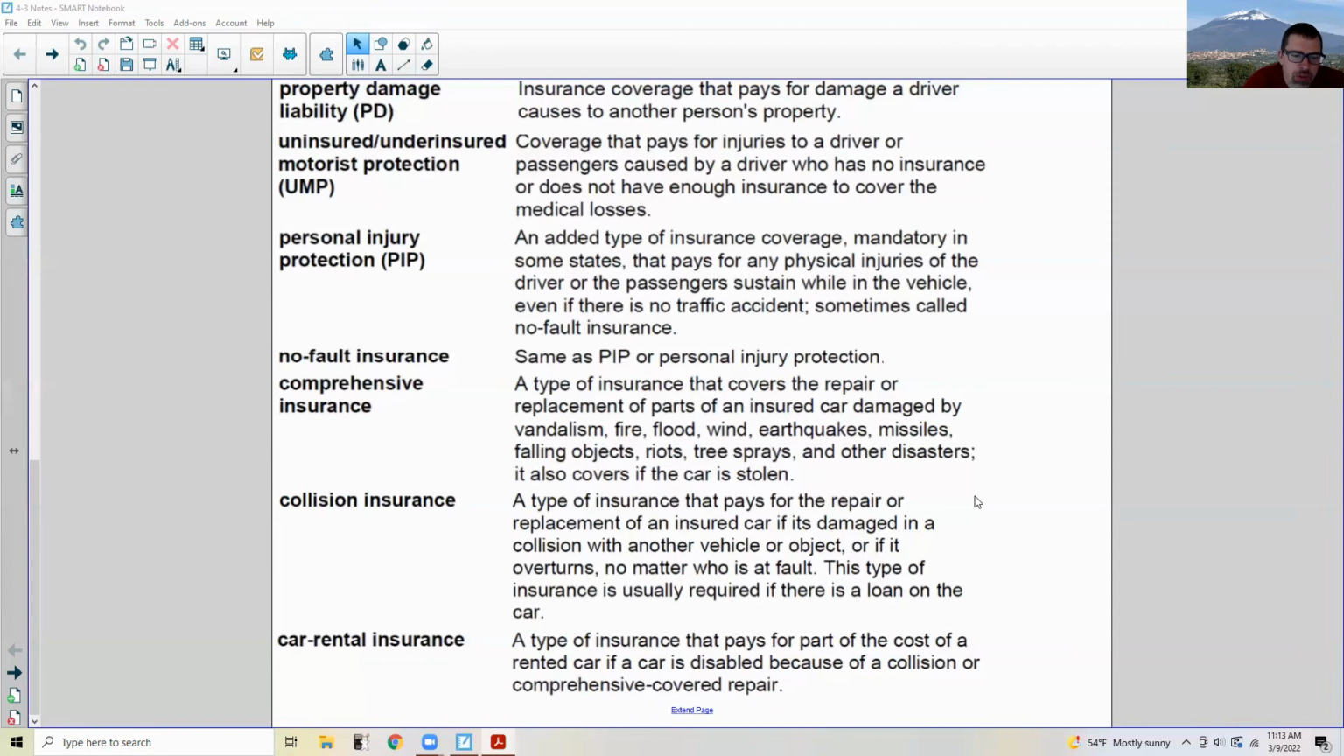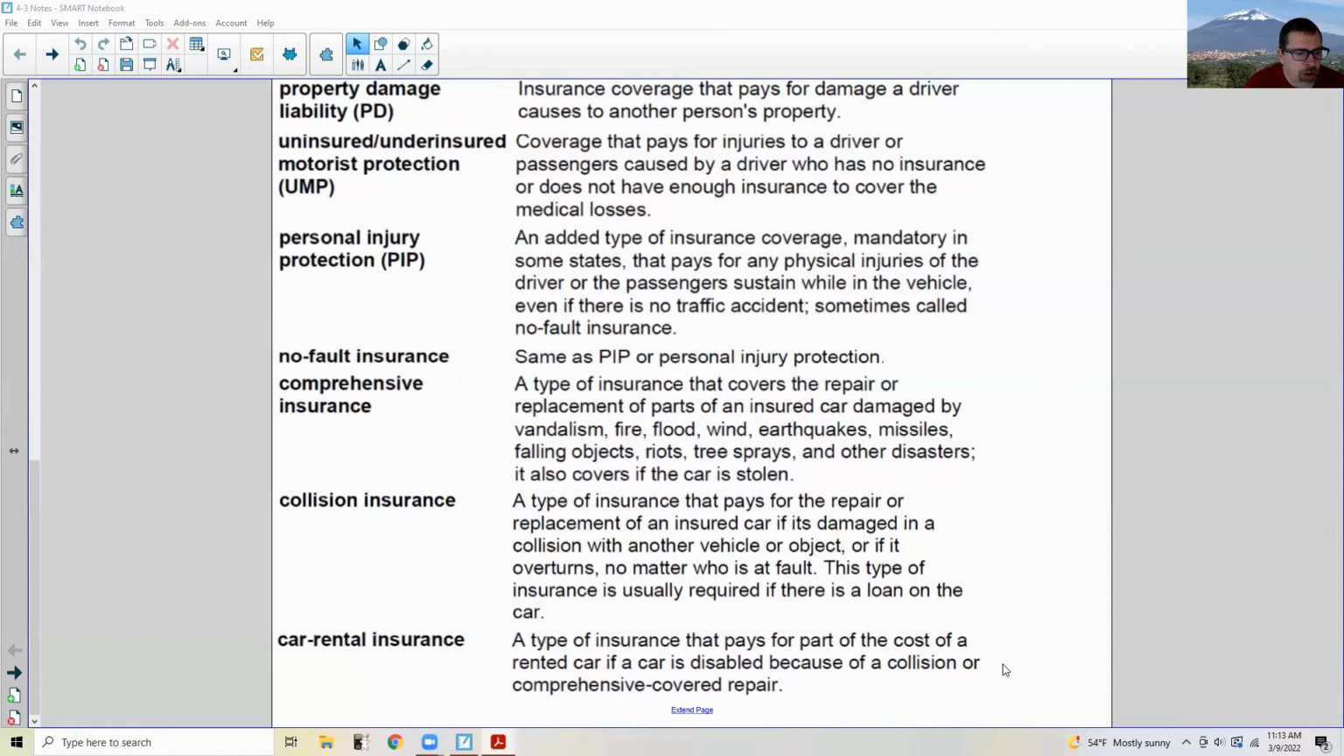This type of insurance is usually required if there's a loan on the car. So if you take out a loan on a vehicle, then the bank would usually say you have to have collision insurance, because if you wreck this, we no longer have something to repossess. So they require you to put collision on it, so the insurance company takes the loss and not the bank.